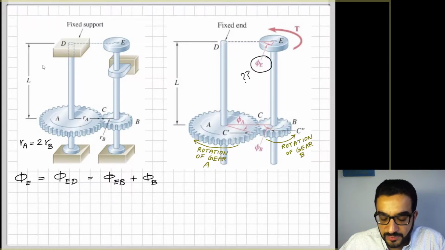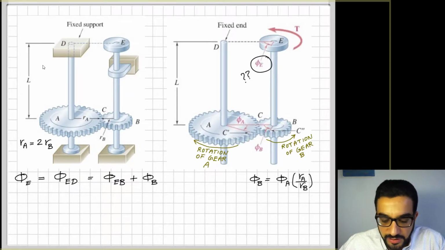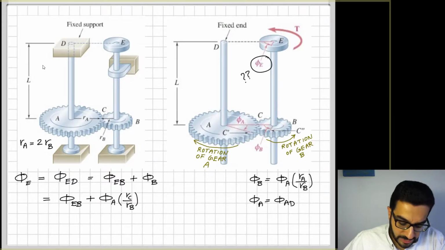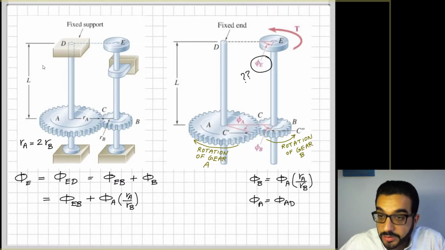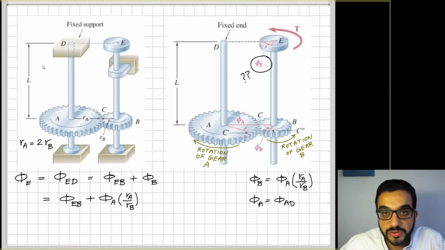Now the question is, what is the value of phi B? So phi B is dependent on phi A by the gear ratio. So I will take out phi B and plug in phi A times the gear ratio, that's one mistake here, I will fix. So that's phi A times RA over RB. Now I know that phi A is equal to phi AD. So phi A, the rotation of gear A, results from the deformation of that shaft AD over length A, and there is internal torque inside that part.